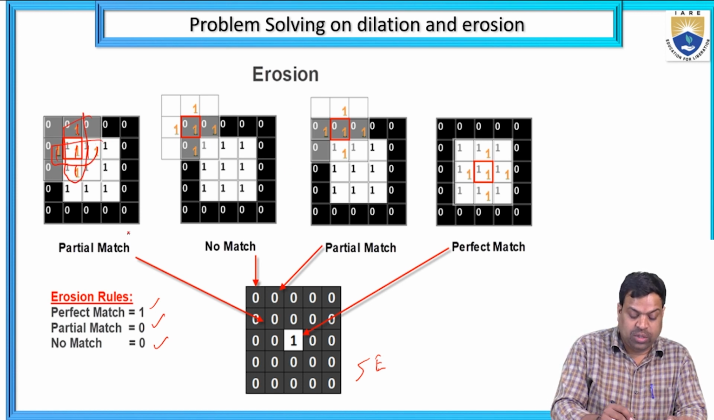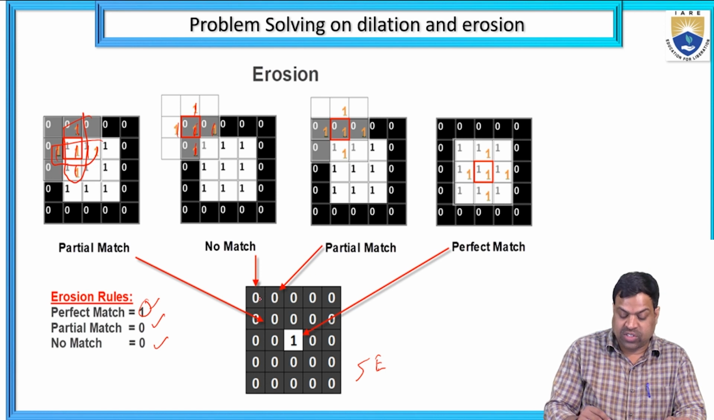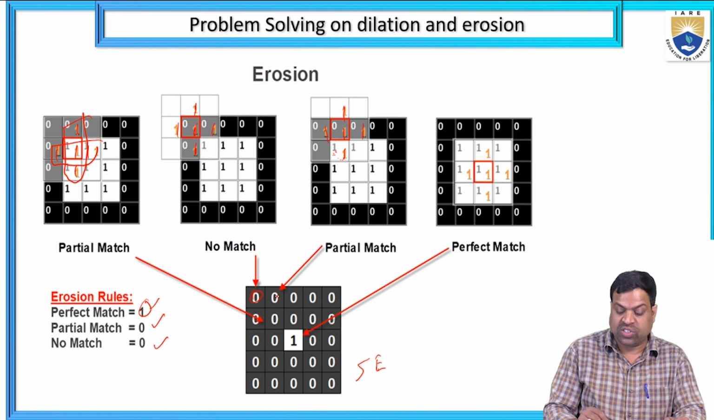In the original image, if everything matches, then it is a 1. If partial match, no, it is 0. If there is no match, suppose you can observe here all zeros are there, and here 1, 1, 1, 1. Are there any ones in the background? No, all are 0, so I take it as 0. Next, partial match. Suppose here I am taking 1, 1, 1, 1, 1. Here 1 is there, here also 1 is there, the background 1 is there, yes. But partial match is also 0, yes, it is 0.